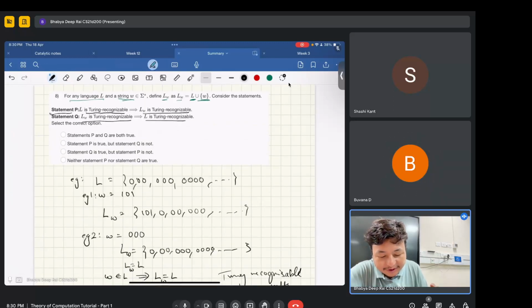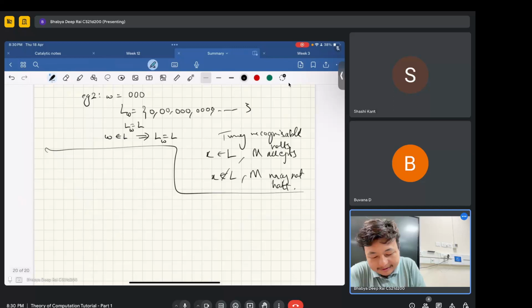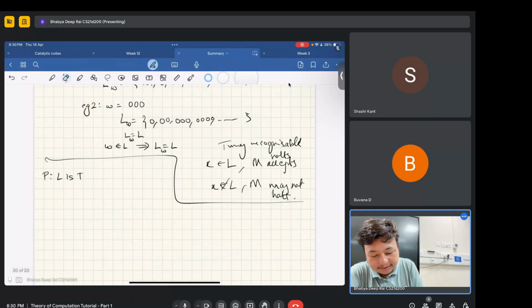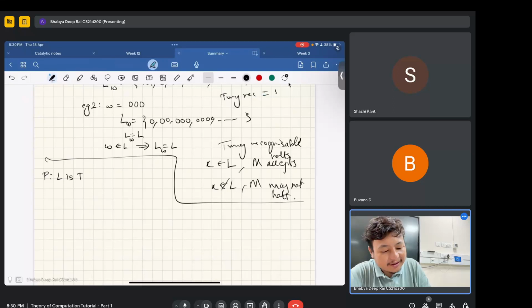Statement P says if L is Turing recognizable, then LW is Turing recognizable. Turing recognizable is nothing but recursively enumerable.